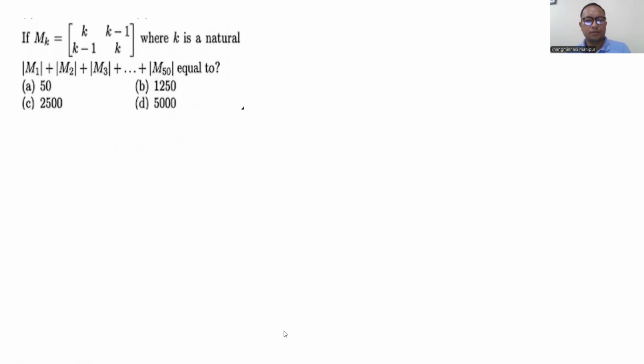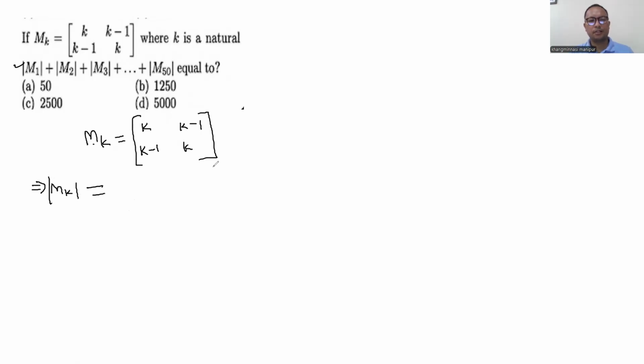So now, next question. The determinant of the matrix M_k is given to us. The matrix of M_k is: k, k minus 1, k minus 1, and k. We have to find the sum of the determinants M1, M2 up to M50. So the general determinant of M_k would be k squared minus (k minus 1) squared.